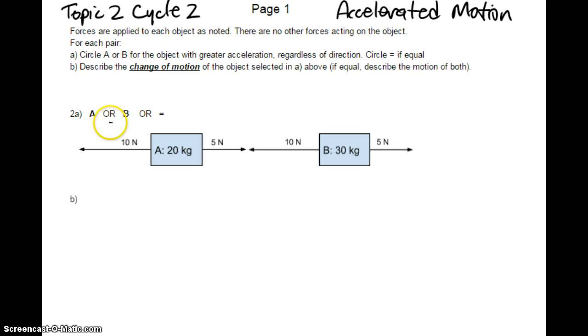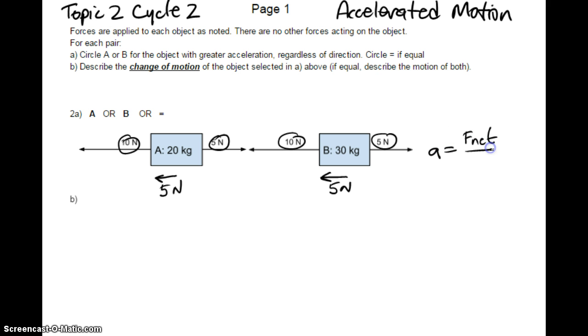Okay. So I take a look at first, these two objects, and I see they both have a net force to the left of 5 newtons. We've got 10 newtons to the left, 5 newtons to the right. This also has 10 newtons to the left, 5 newtons to the right, so I have a net force of 5 newtons. But remember that acceleration is equal to our net force divided by mass. These two objects have different masses. This is at 30 kilograms. This is 20 kilograms. So this will actually have the greater acceleration because it's lighter.